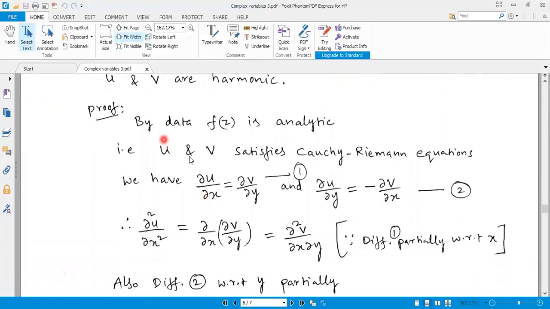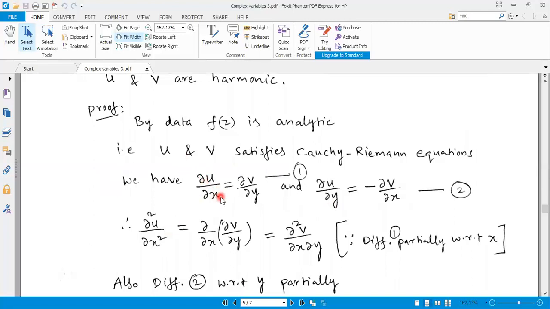That means u and v satisfy the CR equations. So we have the CR equations: dou u by dou x equals dou v by dou y, and dou u by dou y equals minus dou v by dou x. So using the CR equations, we are going to prove this.